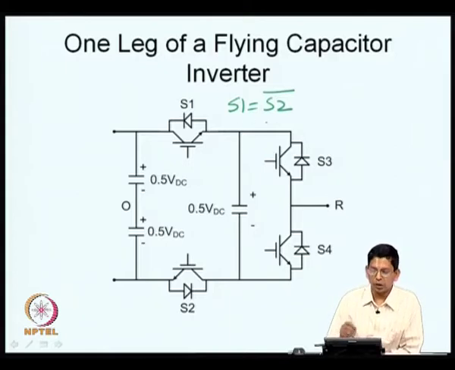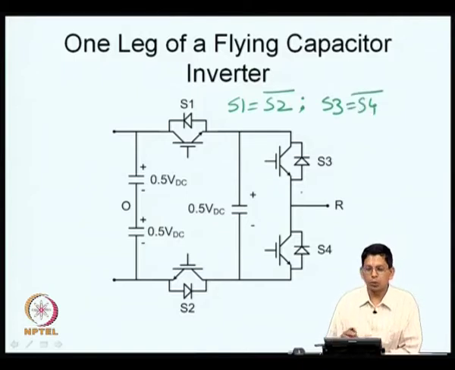So, S1 and S2 are complementary, and of course, S3 and S4 is actually a realization of a single pole double throw switch. Therefore, you also have S3 is equal to S4 bar. This is how you operate the switch now. So, here again you need two gating signals, let me say S1 and S3. From S1 you can generate S2, from S3 you can generate S4, and you have your VRO equal to various values.